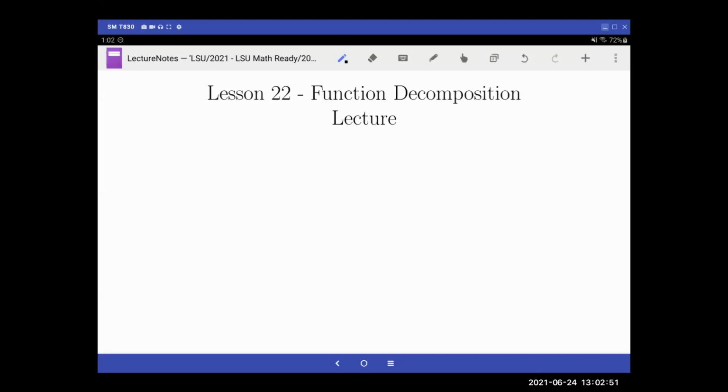Okay, let's get started. So it says lesson 22. That should say 26, by the way. I just caught that right when we started this, so that's fine. All right, so lesson 26 will deal with function decomposition.